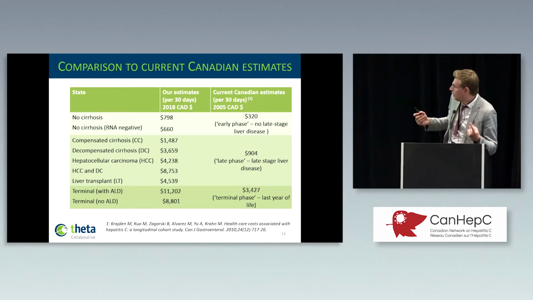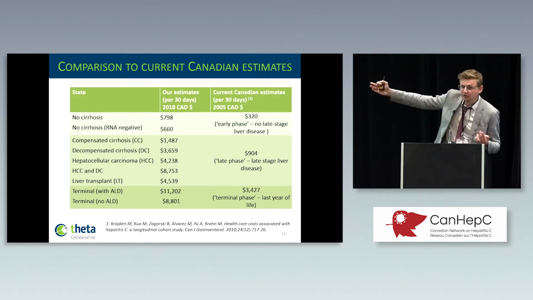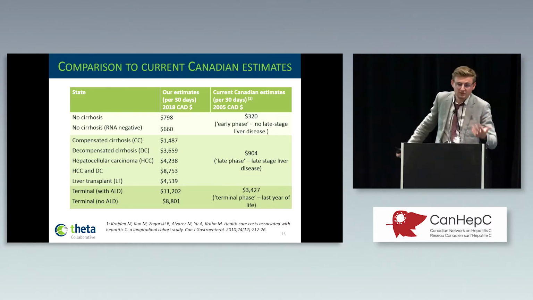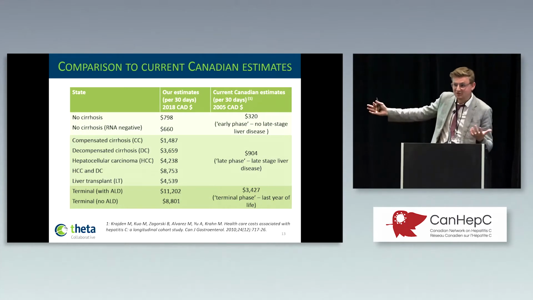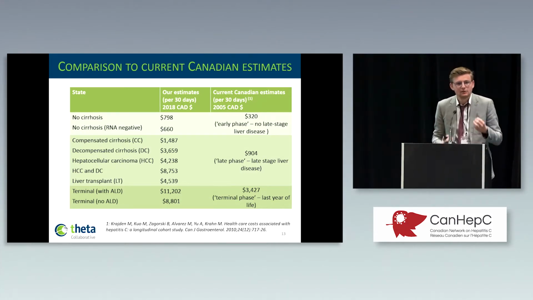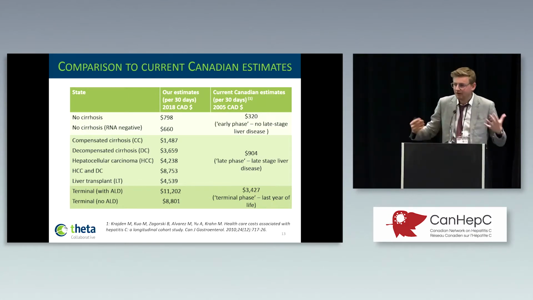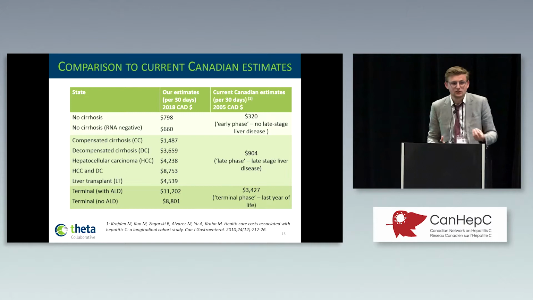One is our costs are higher, but also look at that variability. Our costs range from 1,400 for an individual with compensated cirrhosis all the way up to 8,000 for an individual with decompensated cirrhosis and HCC. So it's not just that our costs are a lot higher, but we have this massive variability, which shows how important it is to use state-based cost estimates for economic models.